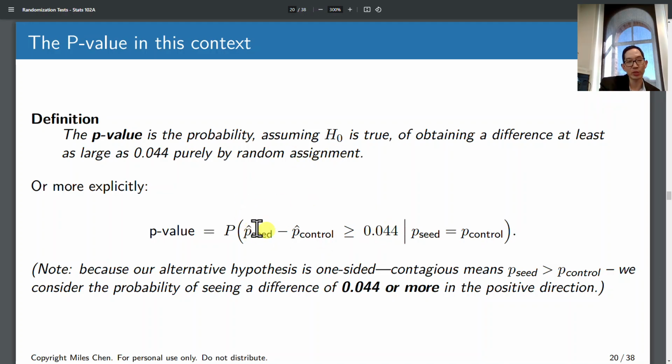And so in our case, we're going to say, what's the probability that when you take 2 random samples and you calculate this proportion in the seed group and you subtract the proportion of the control group, you're going to get a difference of 0.044 or something greater, given the assumption that in the populations those proportions are equal? And here we're just checking one side because we're assuming our alternative is that yawning is contagious, meaning that the probability of yawning in the seed group is going to be greater than the control group.